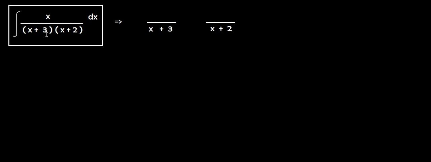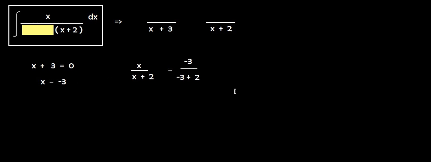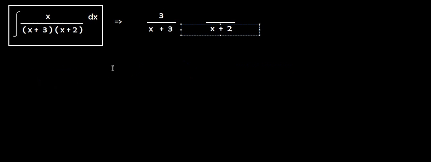Here, first take x plus 3 and equate it to 0. So we will have x equals minus 3. Now put this minus 3 in the whole equation except x plus 3. After solving this, you will get 3. So place this 3 here.